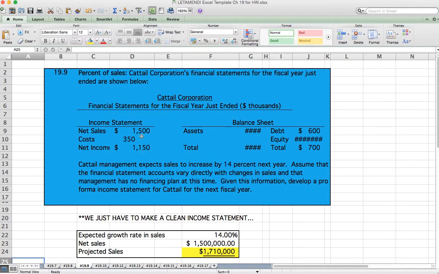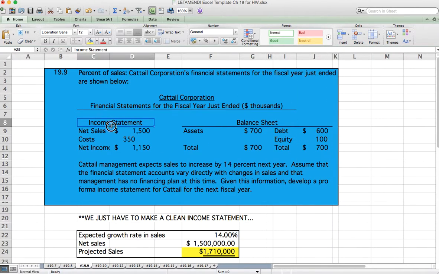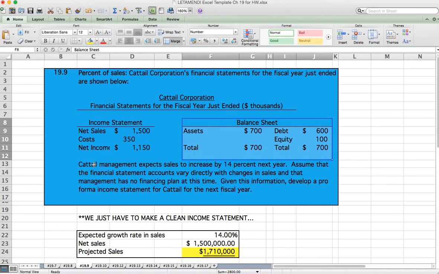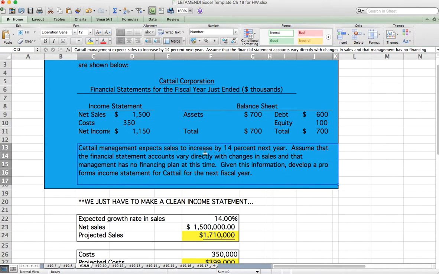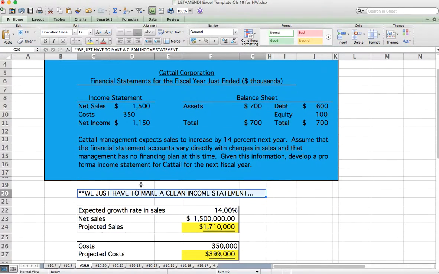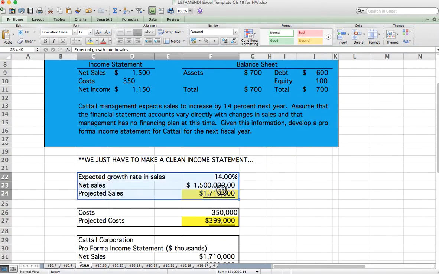19.9, percent of sales. Cattail Corporation's financial statements for the fiscal year just ended are shown below. So then here you are presented with their income statement, their balance sheet. So Cattail management expects sales to increase by 14% next year. Assume that the financial management accounts vary directly with changes in sales, that management has no financing plan at the time. Given this information, develop a pro forma income statement for Cattail for the next fiscal year. So the only thing we have to do is just make a clean income statement. That's all we're doing. So let's set it up like this.